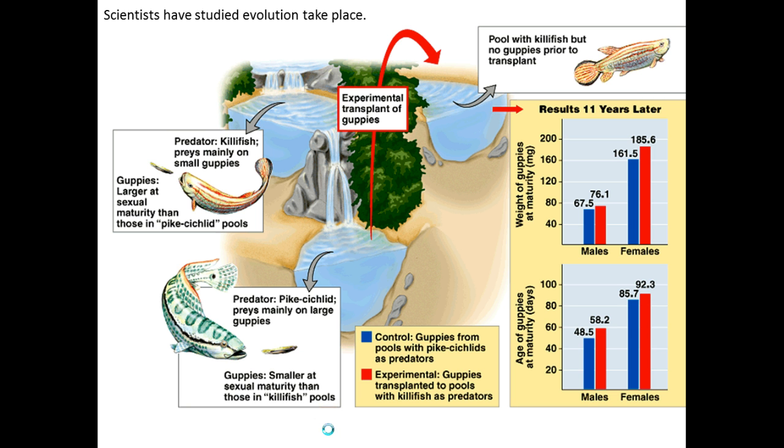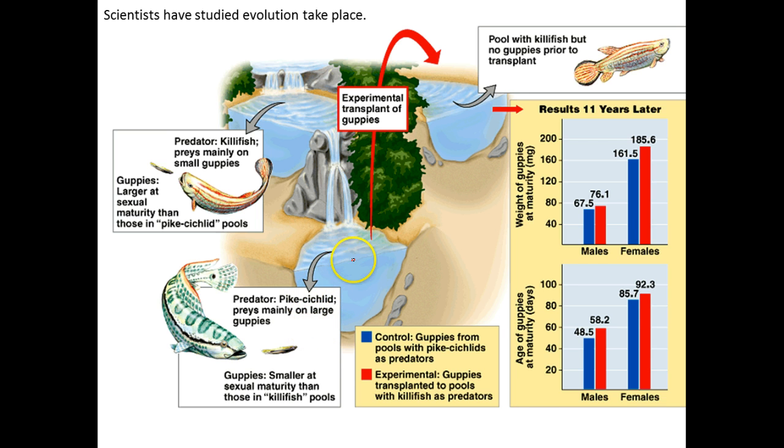Scientists have also studied over a longer period of time to see how animals change. Here's a classic experiment where they looked at guppies and predators. In one pool, there is a predator, the killifish, that preys on small guppies. They found in these pools that the guppies are much larger at sexual maturity. In another pool, the predator preys on the large guppies, so these guppies mature sexually at a smaller size.